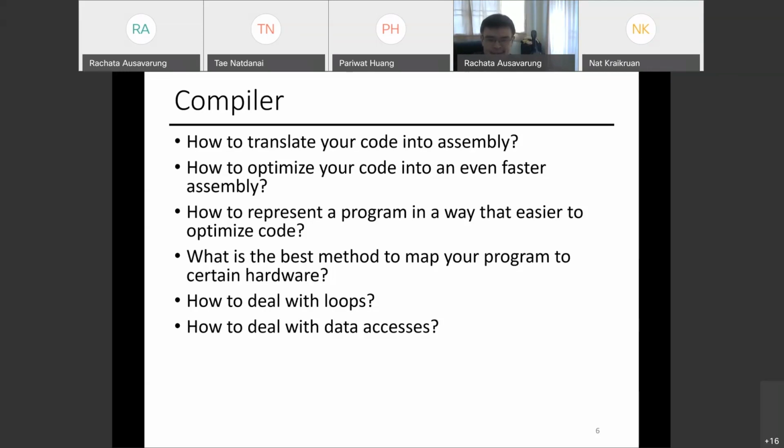How to deal with data access. I think this is probably in line with what we teach in this class. Basically, go to the memory, takes so much time, use the register.